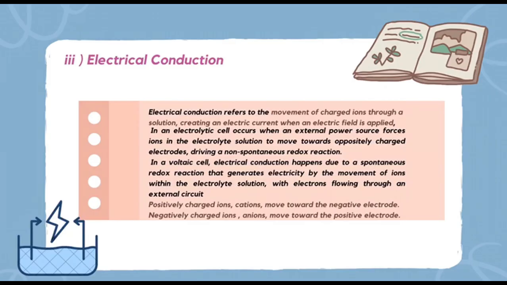In an electrolytic cell, external power source forces ions in the electrolyte solution to move toward oppositely charged electrode, driving a non-spontaneous redox reaction. In a voltaic cell, electrical conduction happens due to the spontaneous redox reaction, generating electricity by the movement of ions within the electrolyte solution. Positively charged ions, which are cations, move toward the negative electrode, and negatively charged ions, which are anions, move toward the positive electrode.